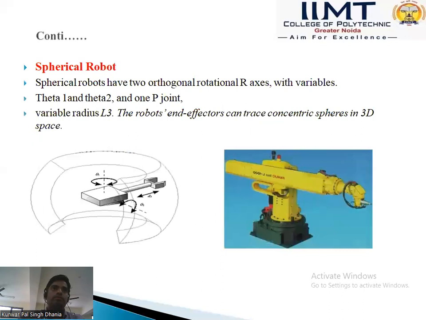Spherical robot. Spherical means it's round in three dimensions. A spherical robot has two orthogonal rotational R axes with variables theta 1, theta 2, and a prismatic joint P. So it can move up, down, it's fully rotational. So it is called the spherical. It is like a spherical ball moving. It is also a movement like that. So it is called the spherical movement.